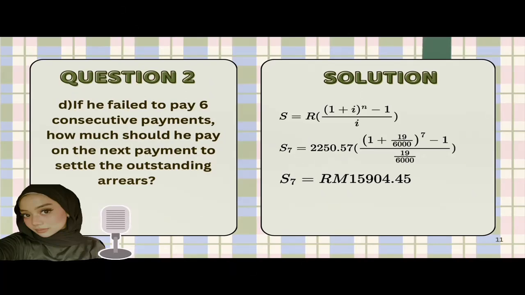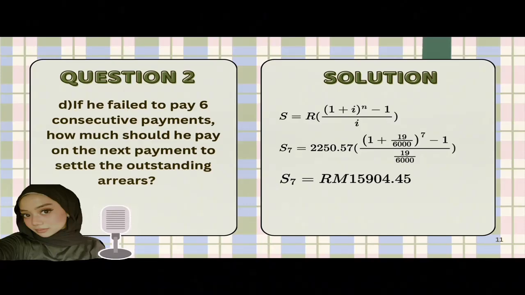Next, question 2D. If he failed to pay 6 consecutive payments, how much should he pay on the next payment to settle the outstanding arrears? Here, Adri failed to pay for 6 consecutive months, but in the next month he has to pay another 1 month, so the total arrears he needs to pay is 7 months. So n is equal to 7.